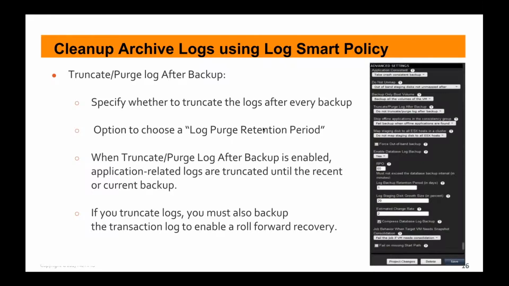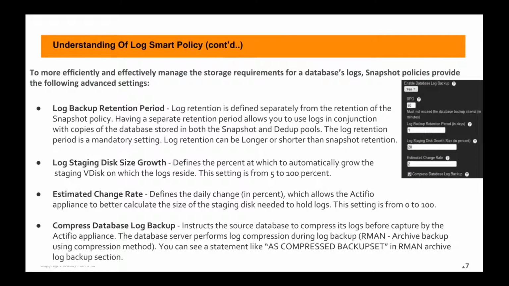If you want to decide how long you want to keep log backup copies on the ActiveIO staging disk, you are running the archive log backups by enabling the LogSmart policy, and we are taking the archive log backups and keeping them on the ActiveIO staging disk. How long you want to keep these backup copies is decided by a parameter called log backup retention period.